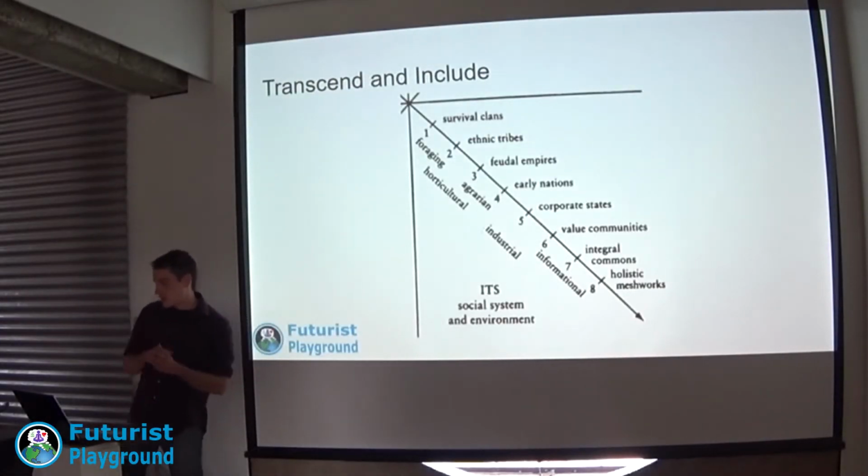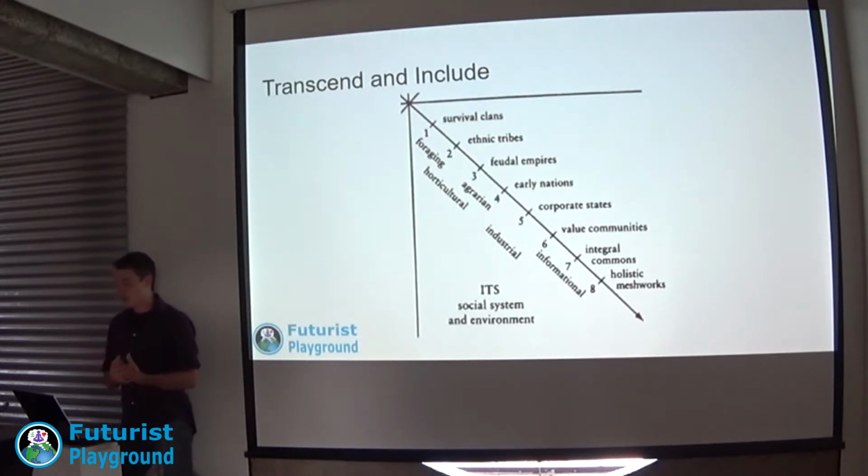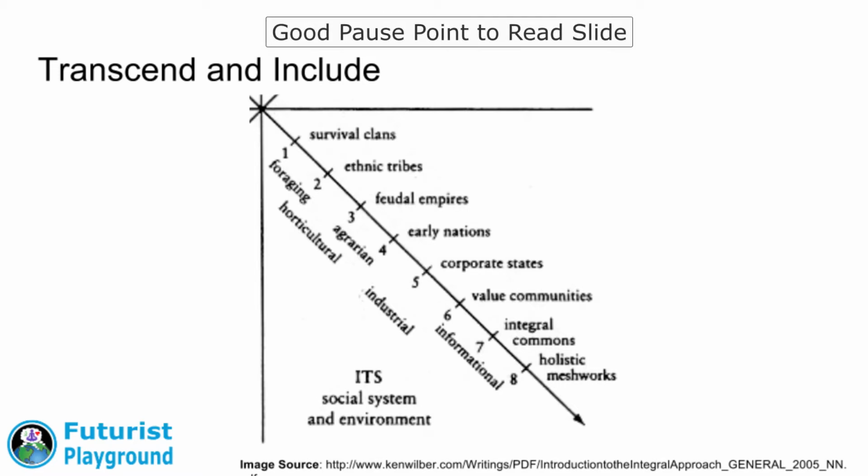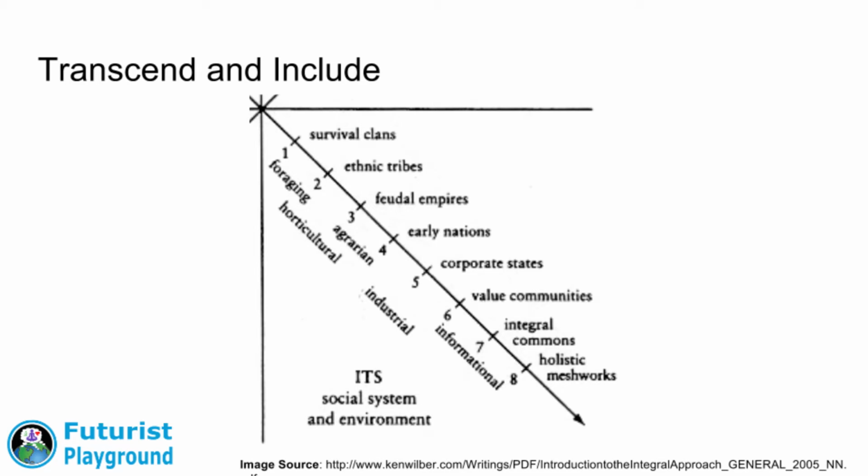So, Ken Wilber introduces this idea of holons, and he's also a futurist in a sense. We're looking at the trends that are happening with society. This is kind of where we're coming from and where we're going. So we came from survival clans, ethnic tribes, feudal empires, to now corporate states. But there is this paradigm shift in values that is occurring. We are seeing an exponential increase in communities and cooperatives around the world, and they are adopting new, world-centric values. These are called value communities, and this will eventually lead to a network or mutual commons and a holistic meshwork.